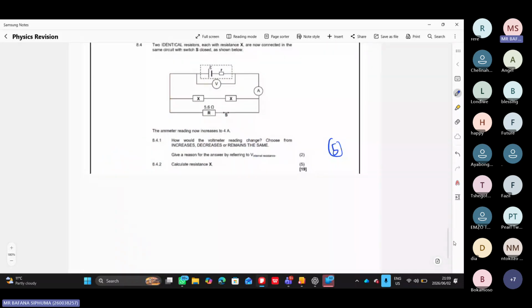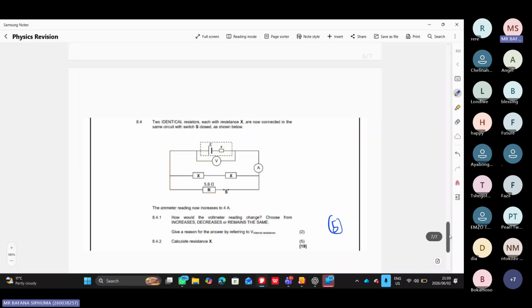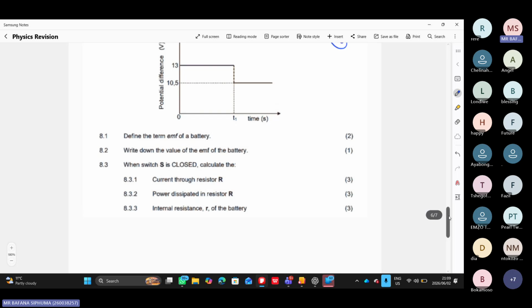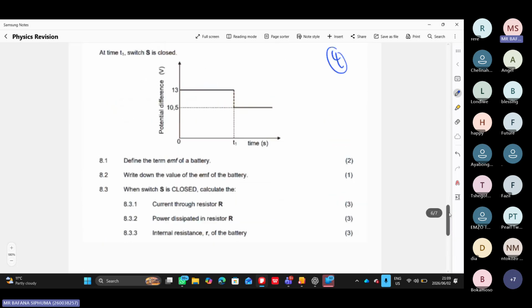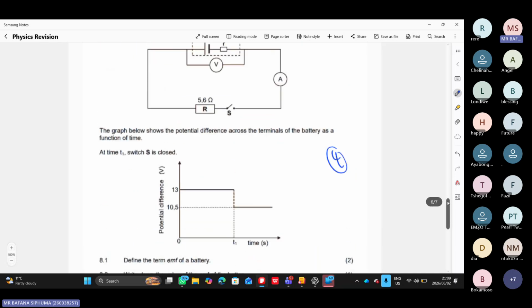So the only thing that matters is how you explain the explanation. Those are the marks that you need to get. So for this one, I'm going to do this question only. I won't do 8.4. I'll do 8.3 only.